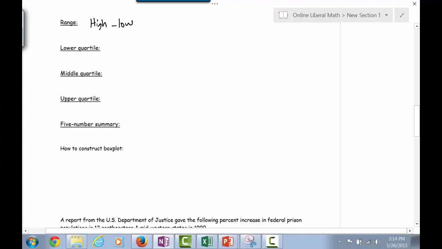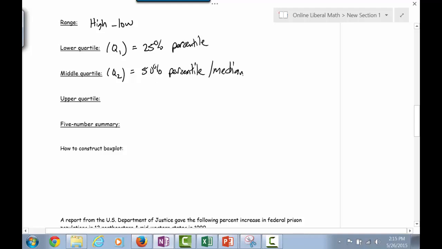Okay. Then we have something called the lower quartile, or Q1. This is the 25th percentile in a group of data. The middle quartile, or Q2, is the 50th percentile. Now this one we actually have another name for. This is called the median. The upper quartile, or Q3, is the 75th percentile.